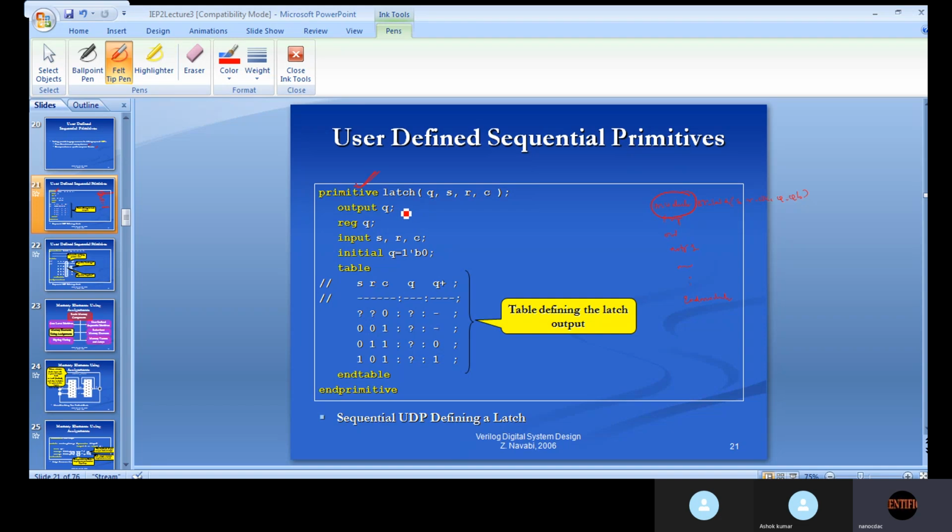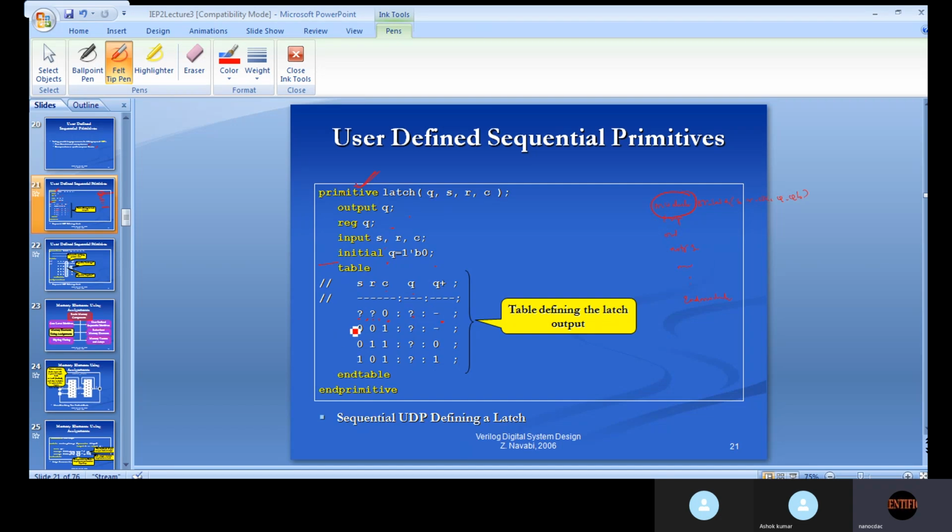Okay, so here output is equal to q, reg is equal to code q, and input is s, r, and c. And here initial, so we have initially q value whatever we are given, q is equal to 1'b0. Okay, so this we need to give the table which will define the latch output. ఒకవేళ s and r inputs don't care terms ఇచ్చి clock 0 ఇచ్చినప్పుడు, so the output is don't care term and complement also it will be don't care only.